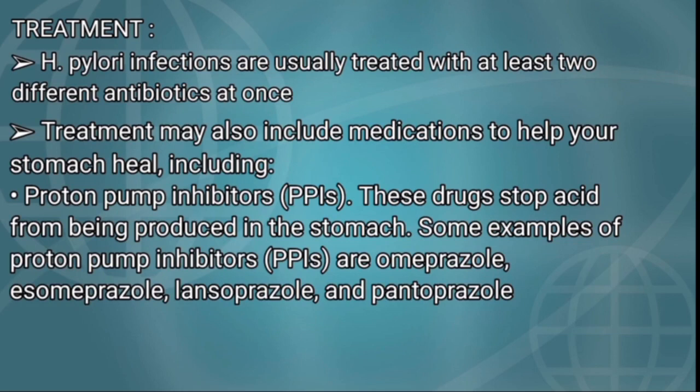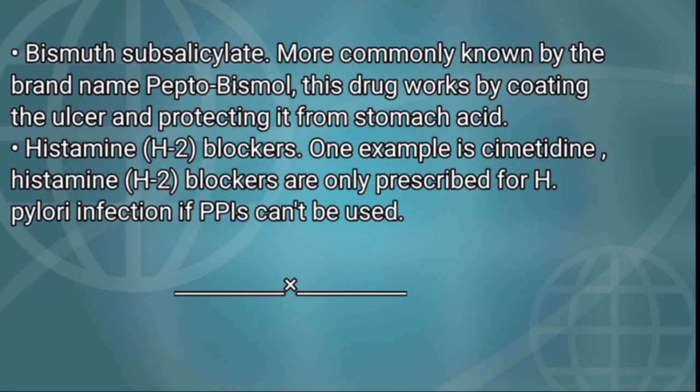Helicobacter pylori infections are usually treated with at least two different antibiotics at once. Treatment may include medications to help your stomach heal, including proton pump inhibitors. The drugs stop acid from being produced in the stomach. Some examples of proton pump inhibitors are omeprazole, esomeprazole, lansoprazole, and pantoprazole. Next one is bismuth subsalicylate, most commonly known by the brand name Pepto-Bismol. This drug works by coating the ulcer and protecting it from the stomach acid.